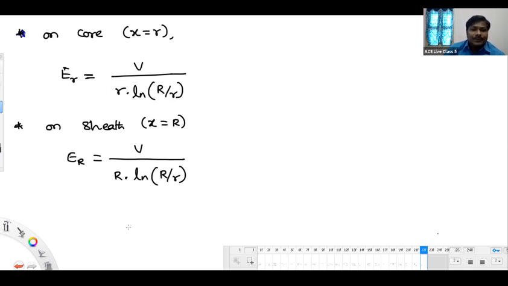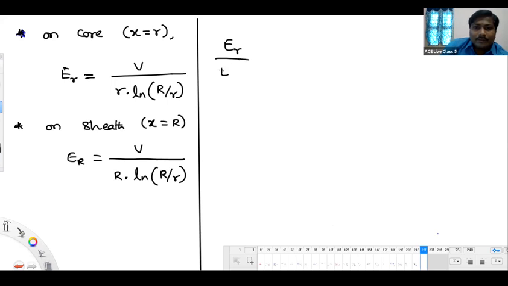Next, let's compare these E smaller and E capital R values. Take the ratio E small r by E capital R. What do you get now? That will come to be capital R by small r. Yes or no? Of course, this value is definitely greater than 1.